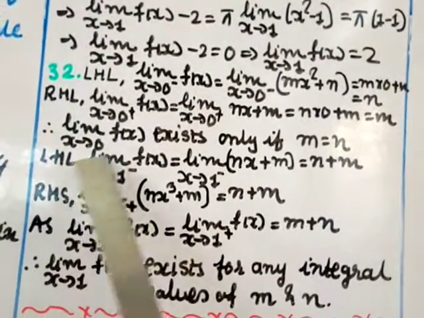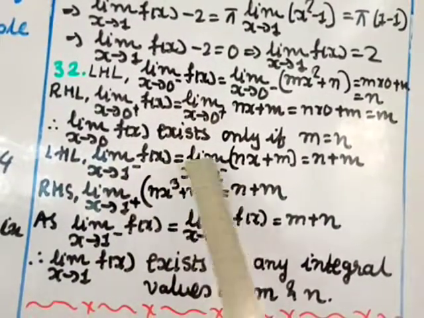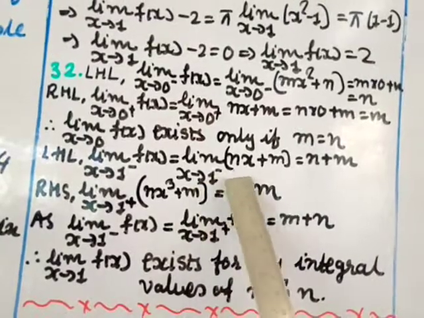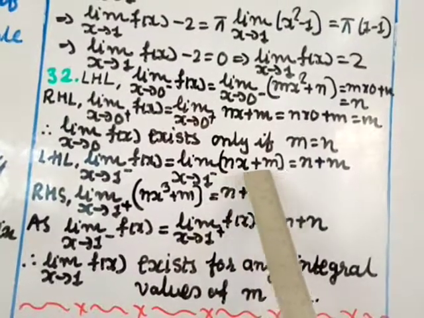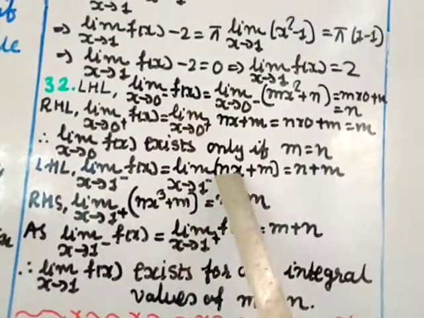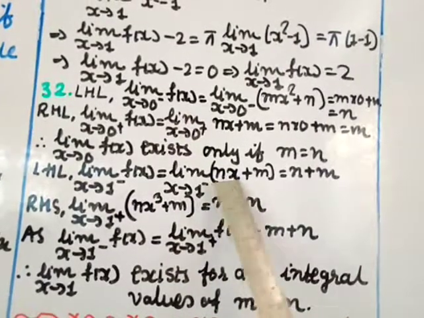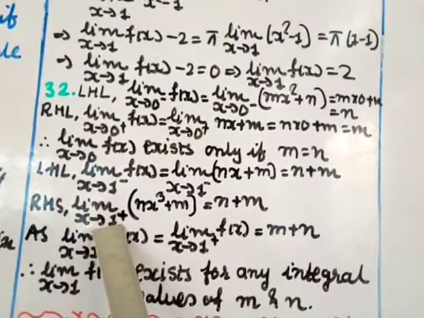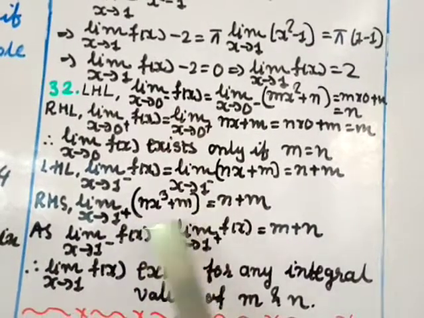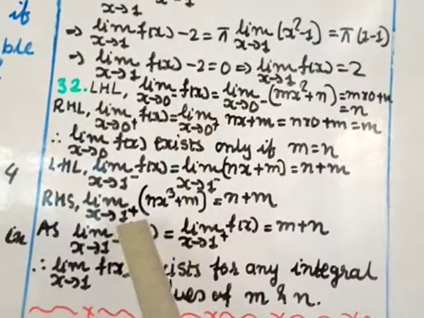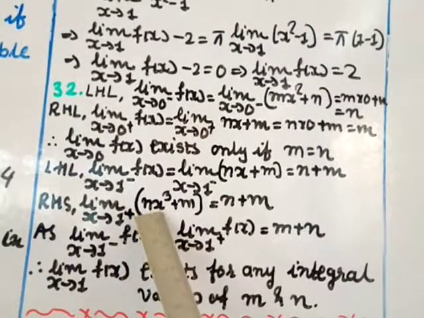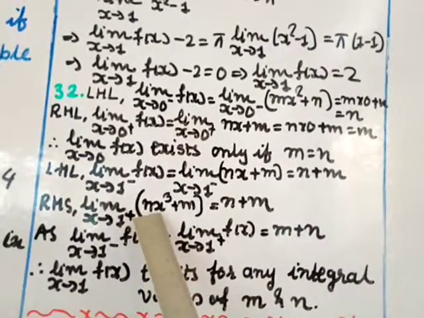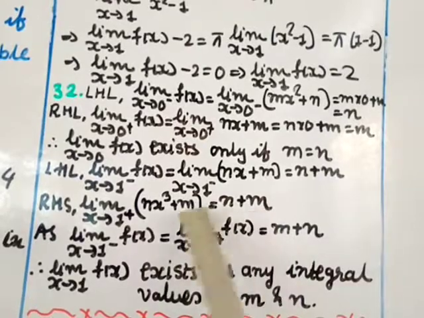So the left hand limit, x tends to 1 minus of f(x), equal to limit x tends to 1 minus, we'll use the second function, nx plus m. Apply the limit, so here put 1, so n into 1 is n plus m, so n plus m. Now the right hand limit, x tends to 1 plus of nx cube plus m, this is the third function. Apply the limit, so 1 cube is 1, so n into 1 cube is n, so n plus m. This m remains.